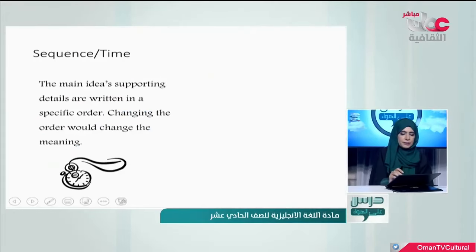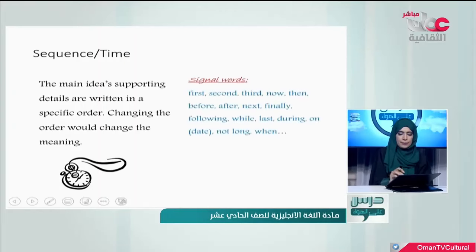We have sequence, time, where the main ideas and supporting details are written in a specific order. Then we have certain vocabulary like first, second, third, now, then, before, and so on. The following, while, things or words that indicate sequence or steps, and so on.